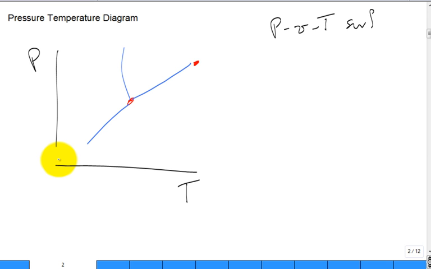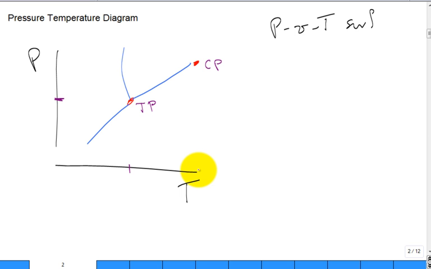What are the names of those 2 points on the PT diagram? That's exactly right. We have the triple point and the critical point. What was the idea behind the triple point? All 3 phases at that unique temperature and unique pressure can coexist in equilibrium. You mean solid, liquid, and vapor can coexist in equilibrium? Yep, at that triple point.